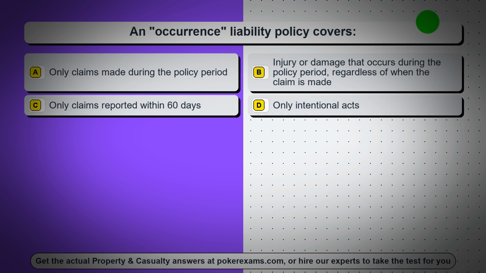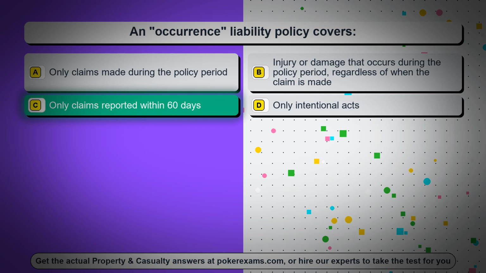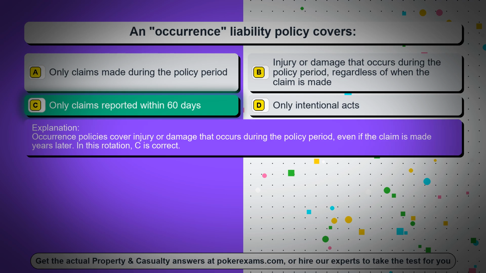Question 39. An occurrence liability policy covers: Option A, only claims made during the policy period. Option B, injury or damage that occurs during the policy period, regardless of when the claim is made. Option C, only claims reported within 60 days. Option D, only intentional acts. The correct answer is option C, only claims reported within 60 days. Occurrence policies cover injury or damage that occurs during the policy period, even if the claim is made years later. In this rotation, C is correct.